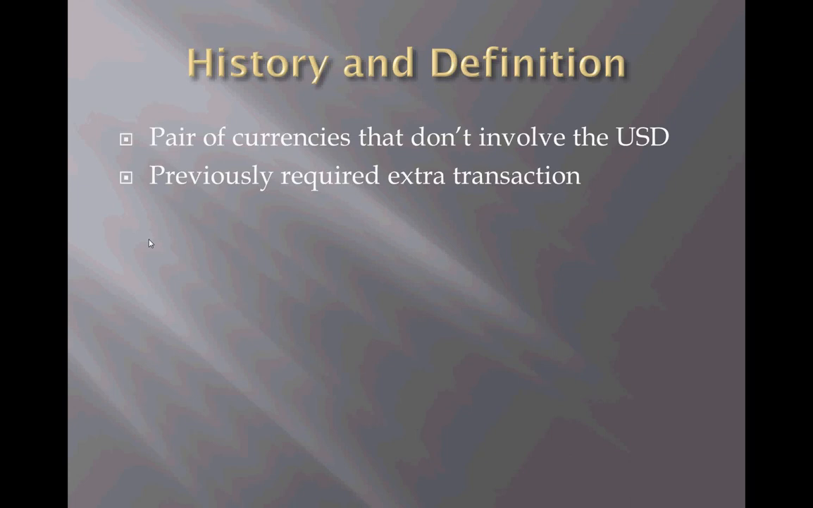For example, if a person wanted to change their UK sterling into Japanese yen, they would first have to convert their sterling into US dollars, and then convert those dollars into yen. With the invention of currency crosses, individuals can now bypass the process of converting their currencies into US dollars and simply convert directly into their desired currency. Some examples of crosses include the pound yen, euro Swissy, and euro pound.